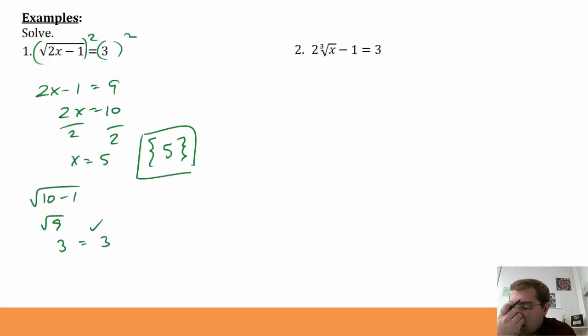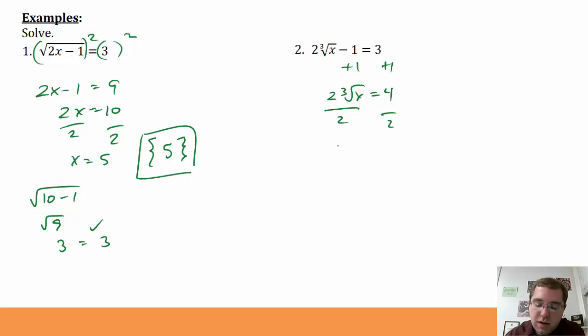Number 2. 2 times the cube root of x minus 1 equals 3. First, isolate the radical. Get it by itself. So I've got to move that 1 over. I've got to add 1 to both sides. It gets me 2 times the cube root of x equals 4. Our radical is still not by itself because there's a 2 out front. I have to divide both sides by 2. The cube root of x equals 4 over 2, which is 2. Now the radical is isolated.